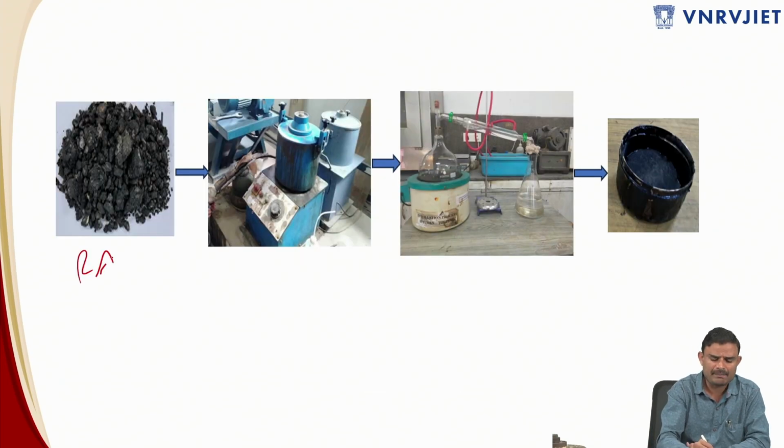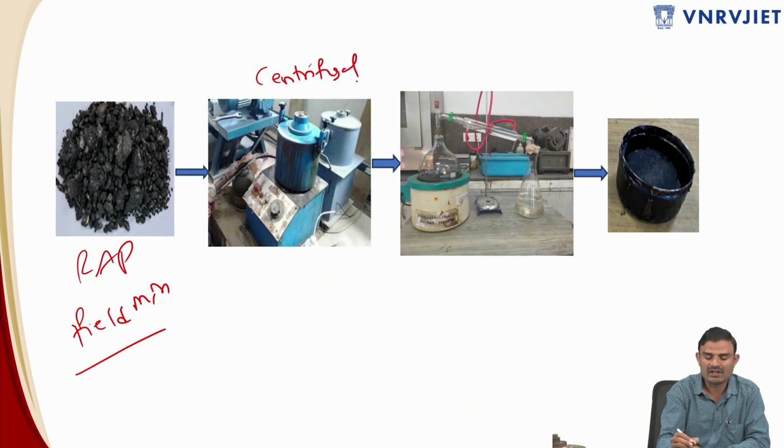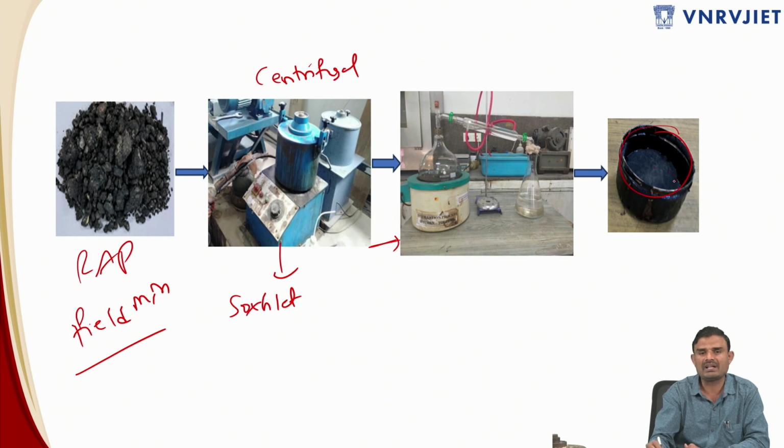Initially I have taken the RAP material or any field mixture, whatever it is, field mix for bitumen extraction, that will be subjected to extraction. Either this is a centrifugal operation, or you can replace this with Soxhlet extraction also; either way you can do. After that, the liquid coming from both of the tests will be subjected to distillation, and after that you will have the bitumen like this. So that can be used for research purpose.